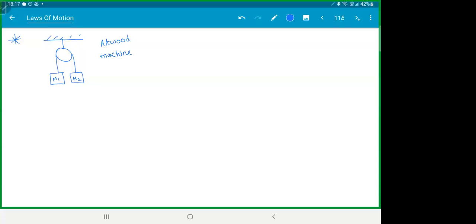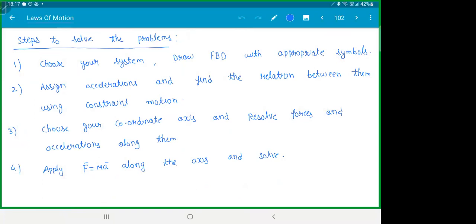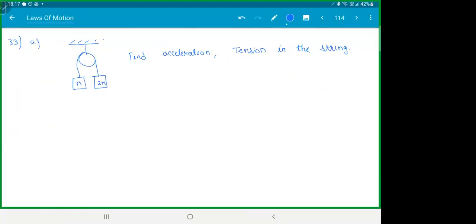So what are the steps here? Remember last class we wrote the steps to solve a problem. We still follow the same thing. Choose your system, draw the FBD, assign accelerations, find relation between them, choose your X and Y axis, write the equations and solve. So first thing, choose your system, the two blocks. M, tension, mg, tension, 2mg. Now be very careful, keep it very organized. The forces should be on the body, acceleration should be outside the body. Make sure they're not touching. If this is going down, that should go up because the length of the string is constant.